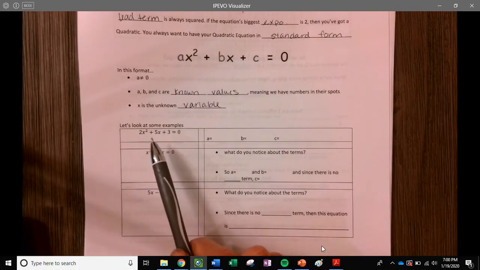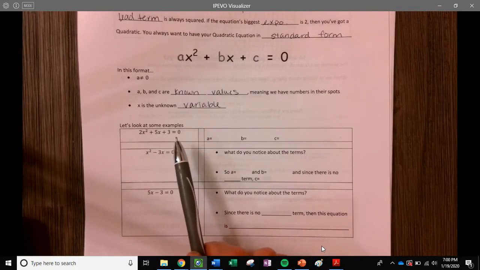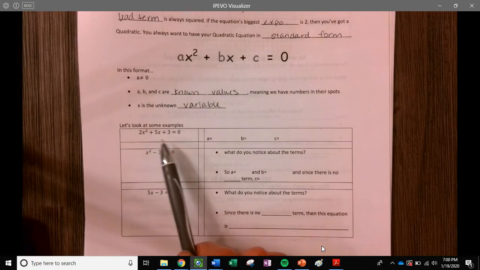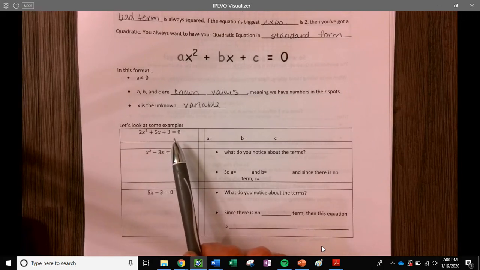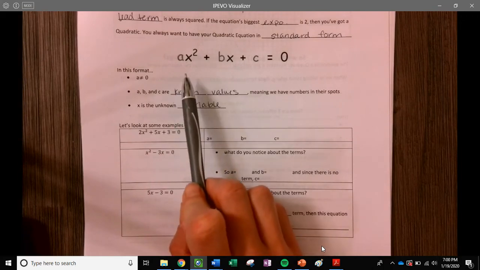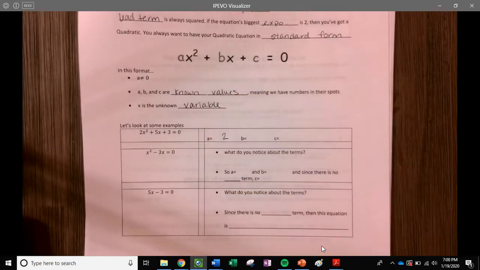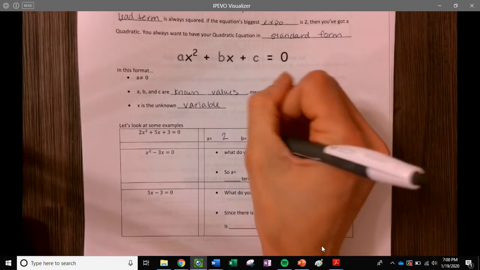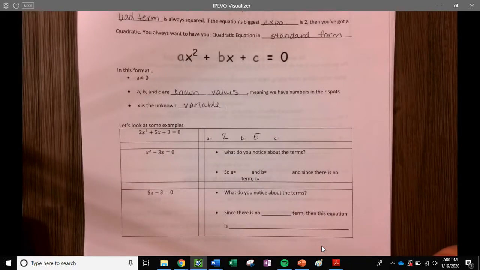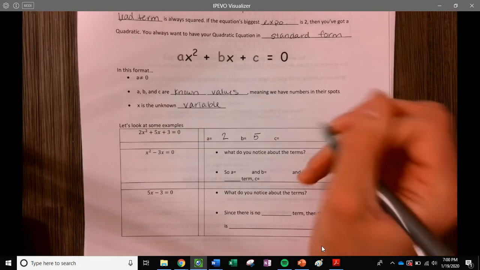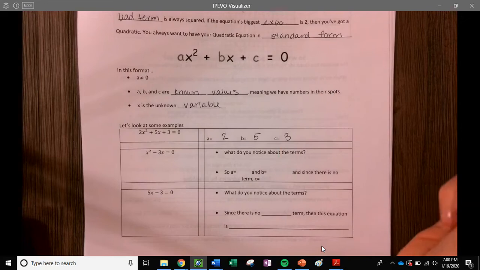2x squared plus 5x plus 3 equals 0. So in this equation, what is the a value? What value is in that a spot? If you said 2, you would be correct. What about b? If you said 5, you would also be correct. And what about c? If you said 3, then you're on a hot streak.